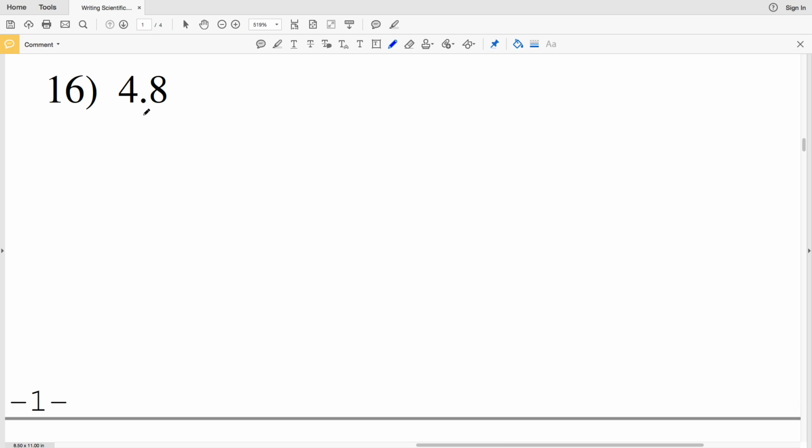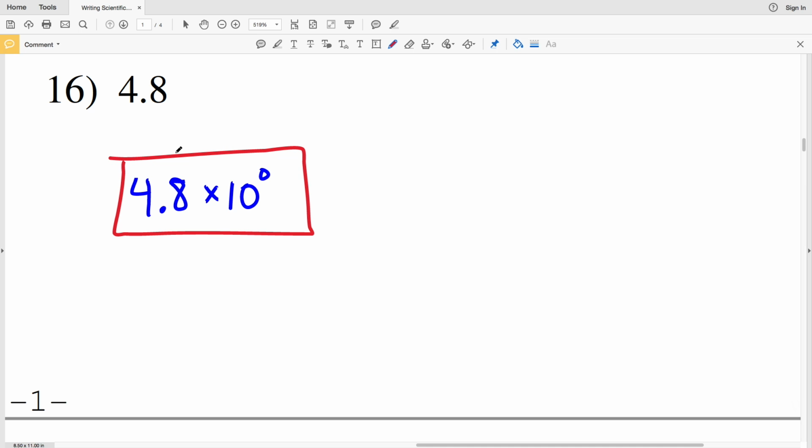And number 16, we have 4.8. 4.8 already has only one single digit in the ones place. So I'm just going to write this as 4.8, and I didn't move the decimal, so I'll multiply that by 10 to the 0, which 10 to the 0 is 1. 4.8 times 10 to the 0 is 4.8 in scientific notation.